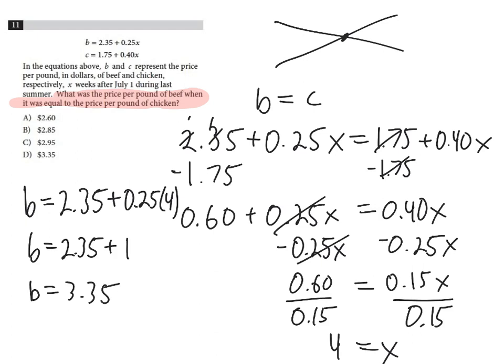So B, the price of beef, was $3.35 when the price of beef was equal to the price of chicken. So that's $3.35. Okay, number 12.